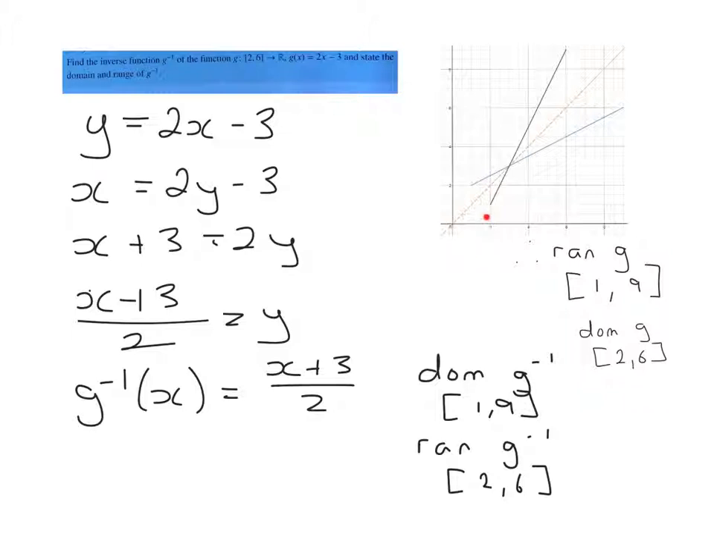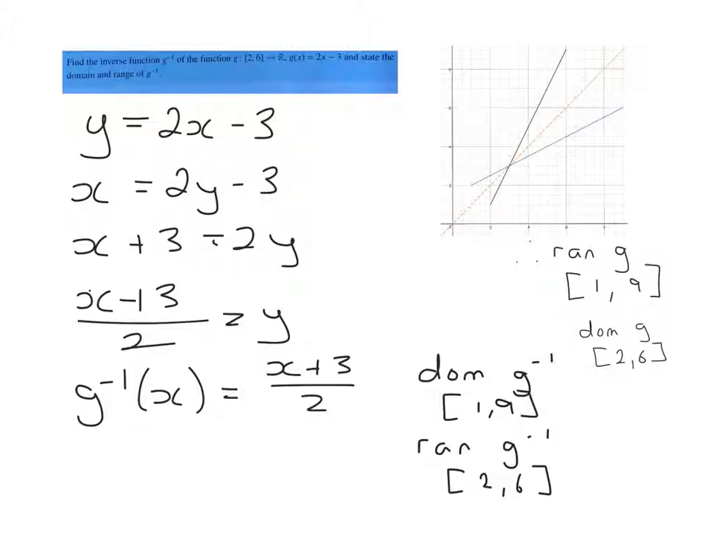Just to show you a bit more clearly, I've got the two graphs. The original one was the black one, because the domain goes from 2 to 6, and you can clearly see here that the blue one looks like a reflection, which it should be, and the range starts at 2 and goes up to 6. So you can clearly see that the domain of the original has become the range of the inverse.